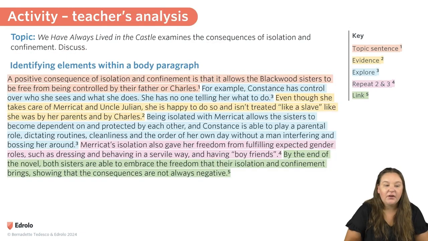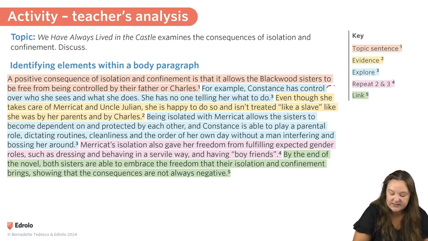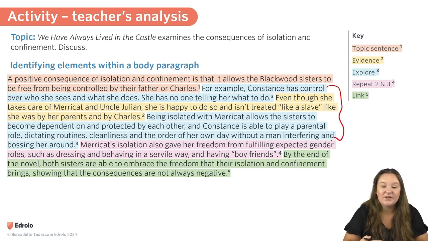Good luck. Okay, so how'd you go? Hopefully you had something that looked a little bit like this. And you'll note that, just as I explained in the structural slide earlier, the evidence and the explore is sort of mixed in together. It doesn't have to be in that rigid order.